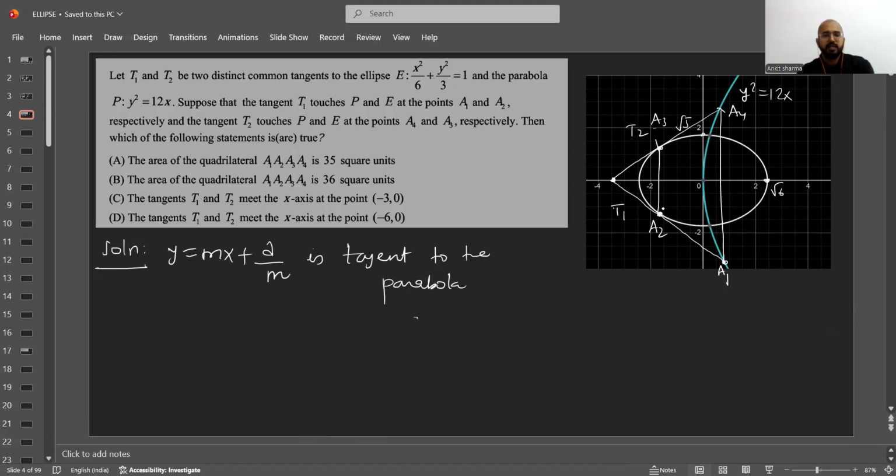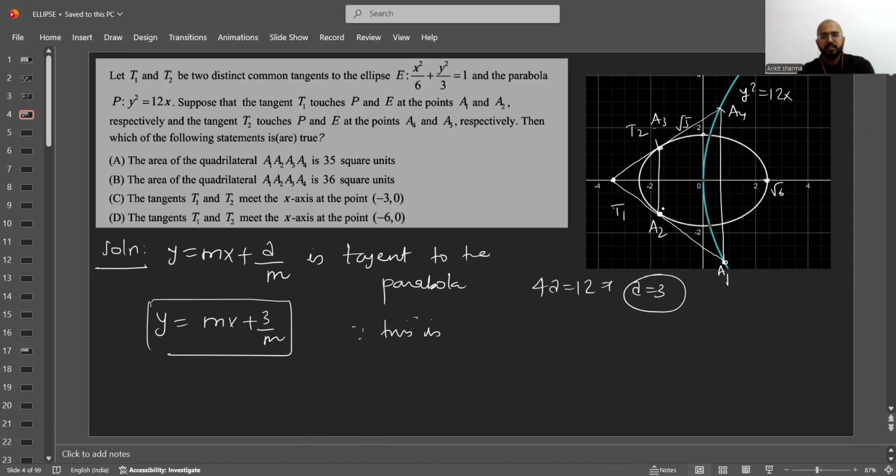So if this is my tangent to the parabola and here 4a is equal to 12, so this implies a is equal to 3. So when a is equal to 3, I have y is equal to mx plus 3 by m. This is the tangent. And now since this is also tangent to the ellipse.